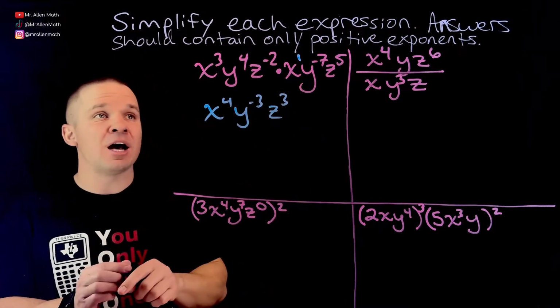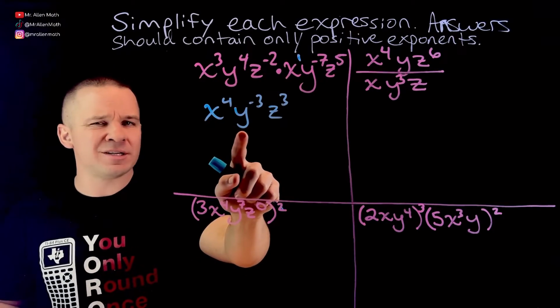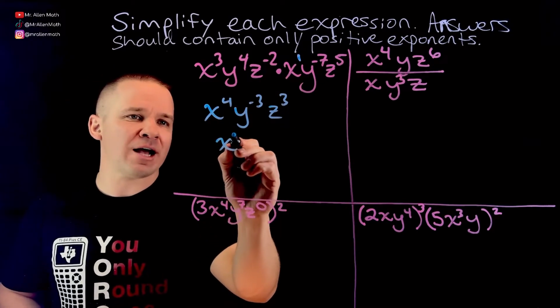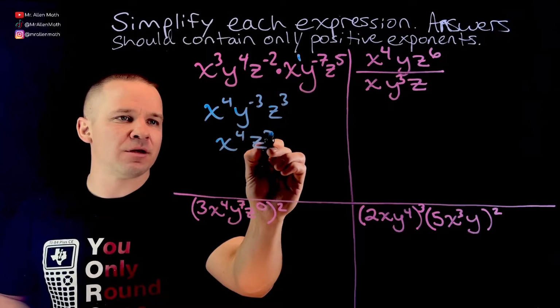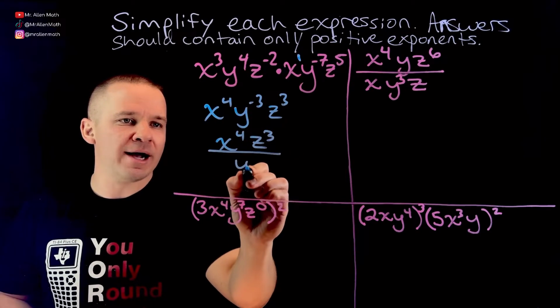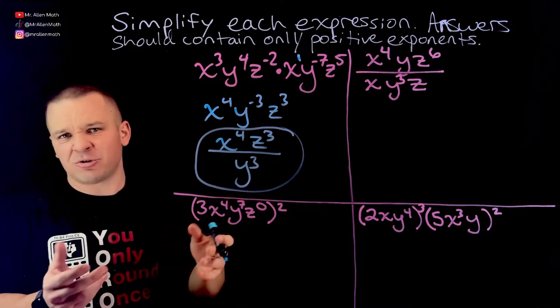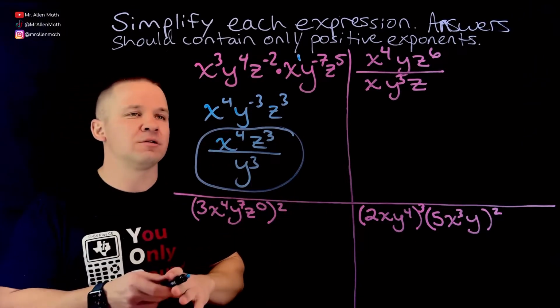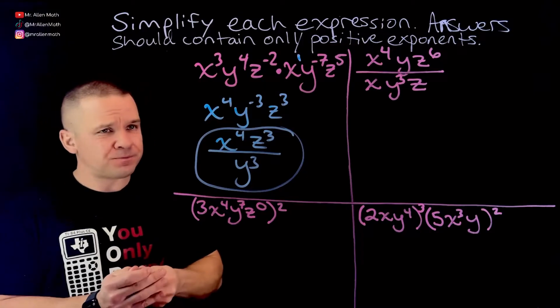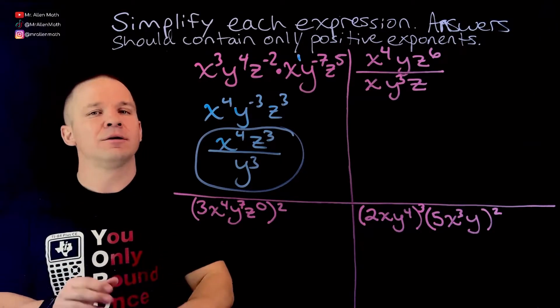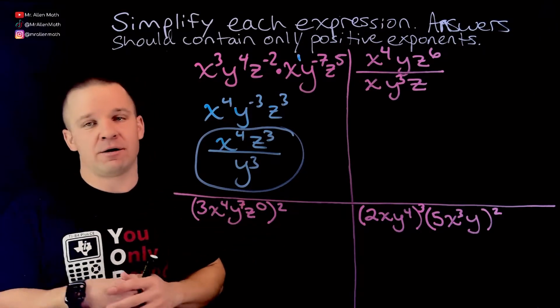Okay, so now we've got to clean it up. Only positive exponents. Where does this guy need to go? We've got to create a fraction. x to the fourth, z to the third, divided by y to the third. You could have done that all in one step there. I wanted to show you guys an extra step, to show you what's happening, why it goes that way, and maybe not do too many things at once, especially when you're first getting started. Take your time, write a couple things down, okay?